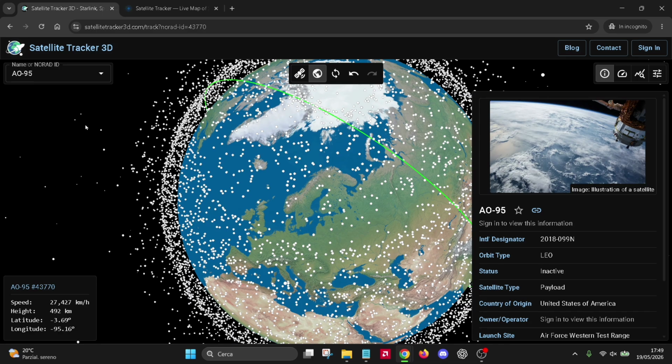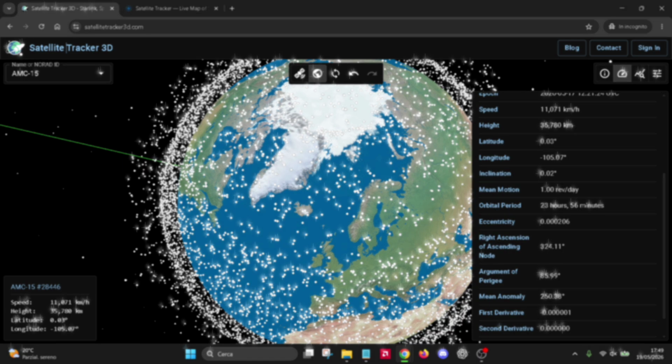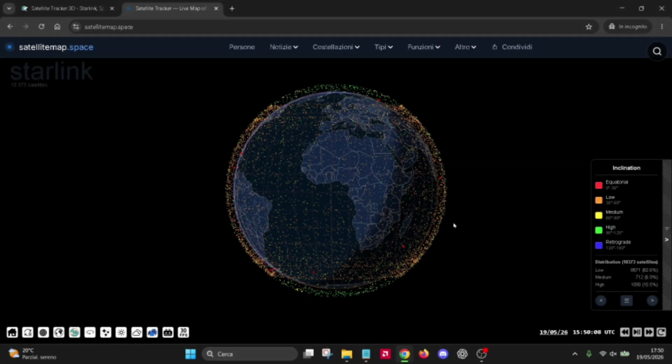SatelliteTracker3D also demonstrates how transparent space activity has become. Using publicly available orbital data, anyone can observe the structure of the near-Earth environment. This accessibility makes satellite tracking an excellent example of open-source intelligence. Public data, when organized effectively, can provide meaningful insight into advanced technologies and strategic infrastructure.